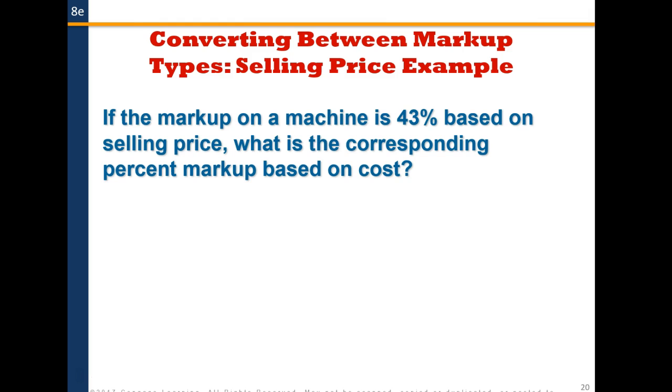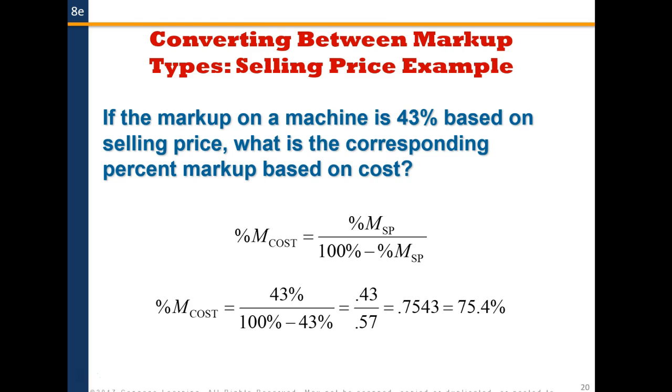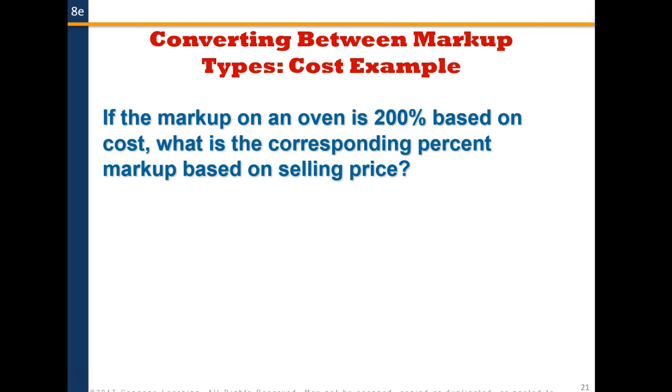So let's do a quick example here. If the markup on a machine is 43% based on selling price, what is the corresponding percent markup based on cost? So 43% divided by 100 minus 43. So 0.43 divided by 0.57. So the percent markup based on cost is 75.4%.